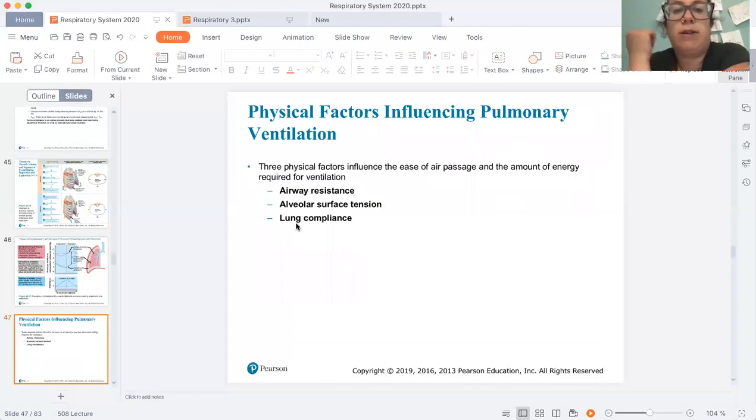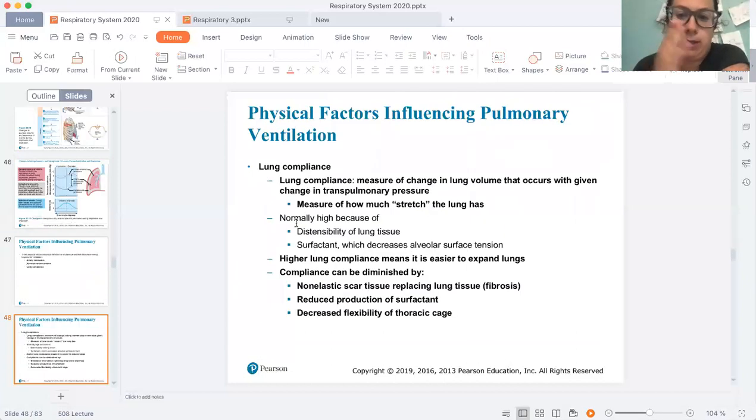Okay, and then there are certain things that affect the ventilation, our lungs' ability to ventilate. So we have airway resistance, so how much resistance is there to stop or help the flow of air coming in. We have alveolar surface tension, which we know is reduced by surfactant, which is made by type 2 alveolar cells, which are cuboidal. And then we have lung compliance, which means the ability for it to expand and recoil.